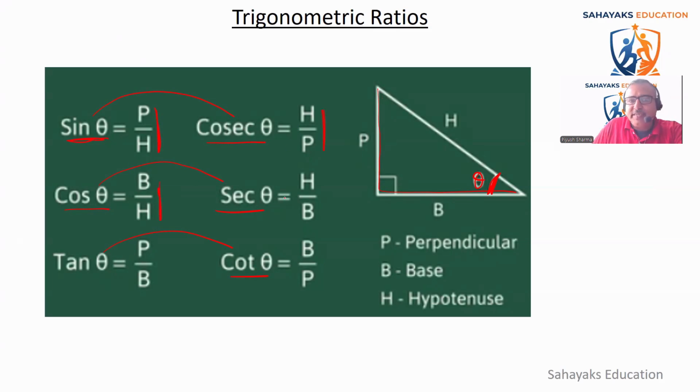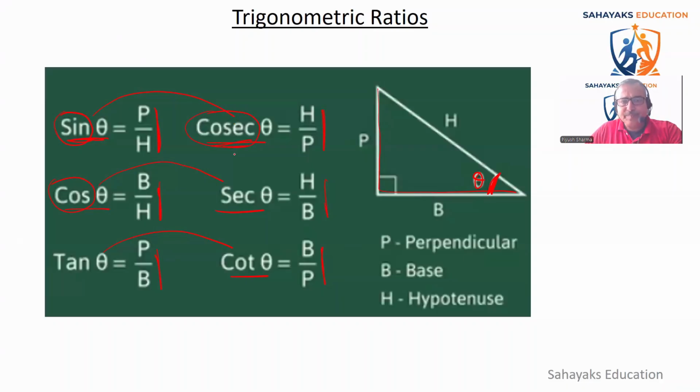Okay, here is B by H, here it is H by B. Here is P by B, and it is base by perpendicular. So now, we have given this name sine. We have given this name cosec, cos. But in reality, their names are a little different, a little expanded. So these are the short forms which we have given.